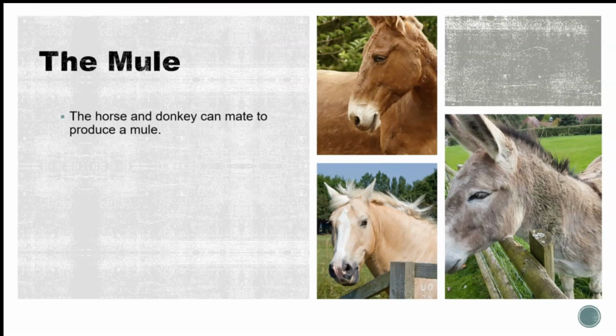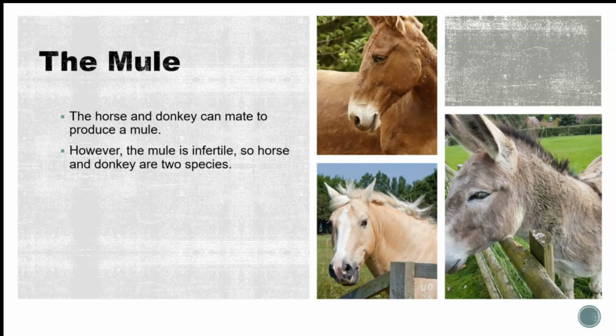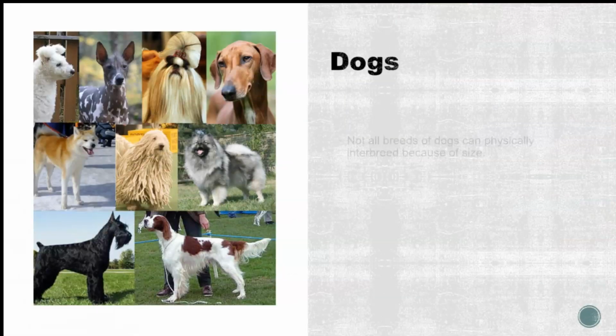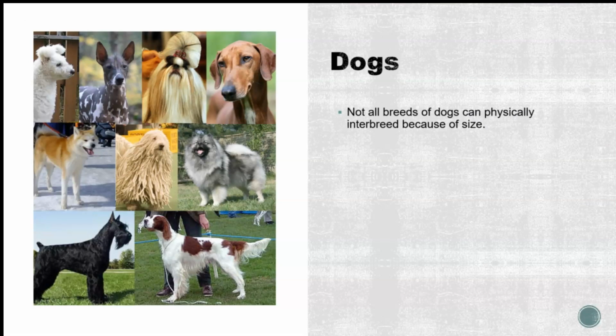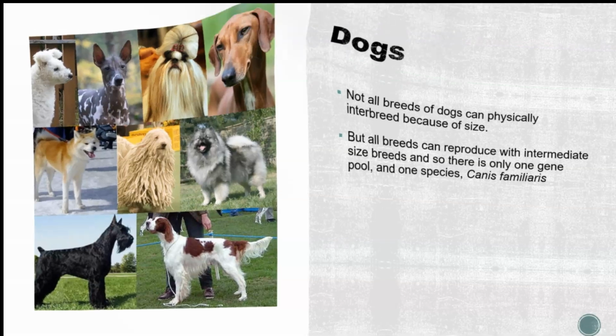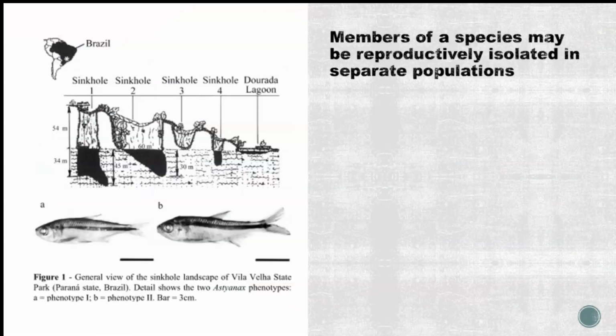Some examples of that would be the mule. The mule is produced when a horse and a donkey mate. The mule is infertile, because the horse and the donkey are two different species. With dogs, not all breeds can physically interbreed because of their size, but all breeds can reproduce with intermediate size breeds. So there's only one gene pool and one species. Dogs of different breeds can reproduce, but it just depends on size.